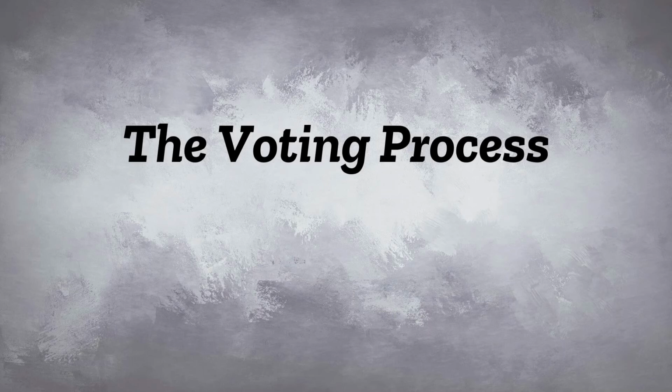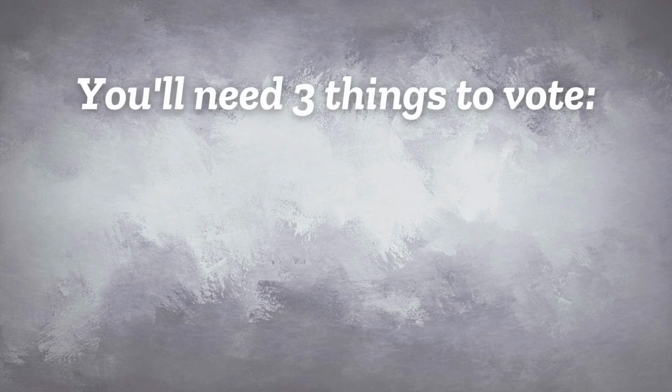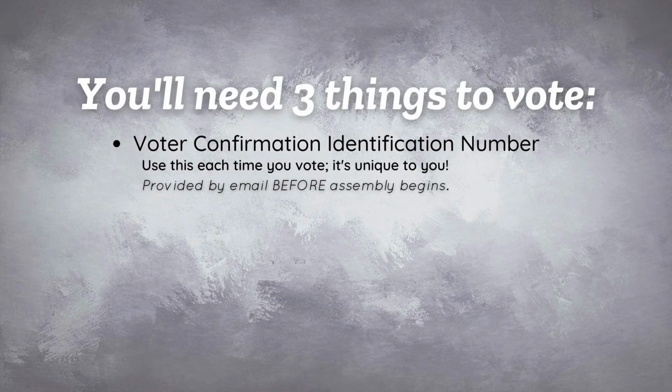Let's now talk about the voting process. Registered Assembly voting members will need three things in order to vote. The first is your voter confirmation identification number. As already mentioned, you'll receive this number in your voter credential email. If you don't receive this email, check your spam or your junk mail, because it may have ended up there. You may also find it helpful to print or write down your voter confirmation number, because you're going to need to enter it with each ballot.